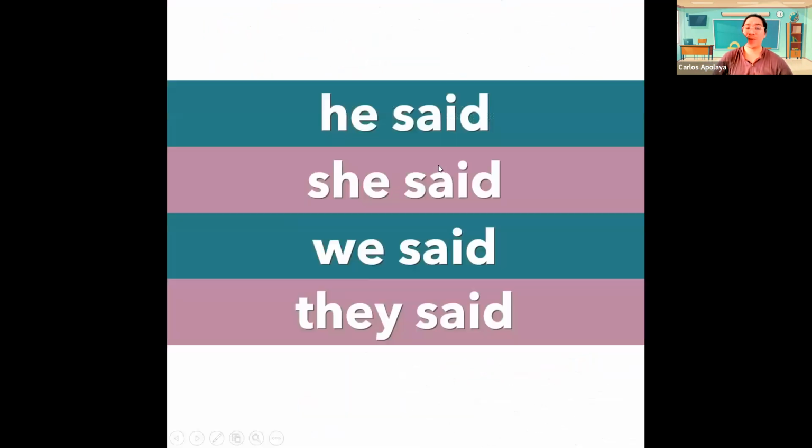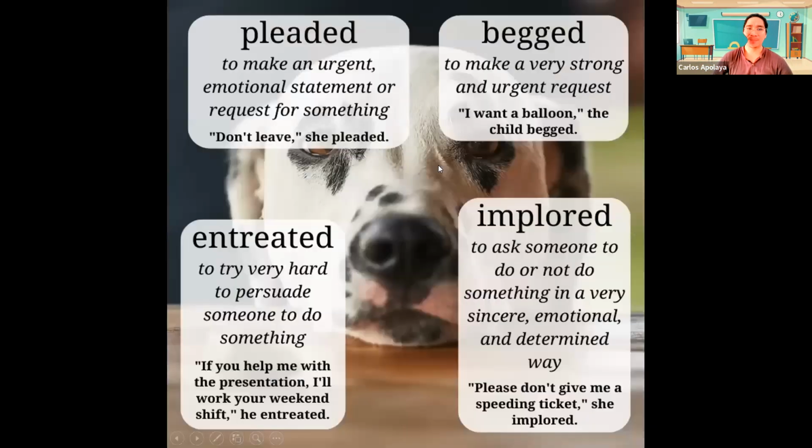So let's start with the first one, persuade. We have the first one, pleaded. You know, the verb is plead. Plead means say, but what is the difference? You use plead when you want to make an urgent emotional statement or request for something.